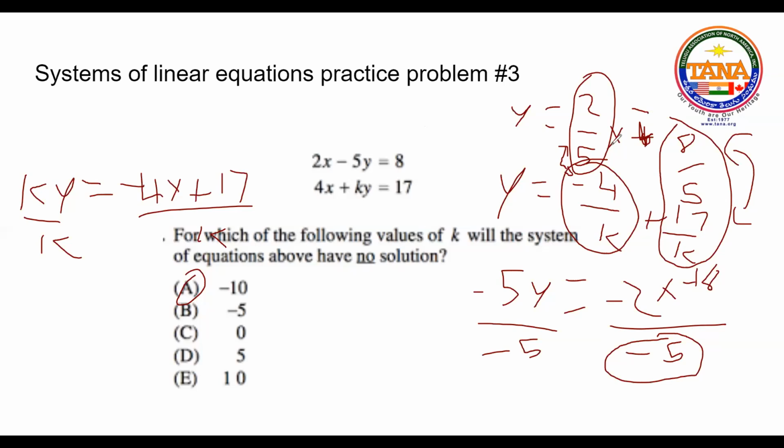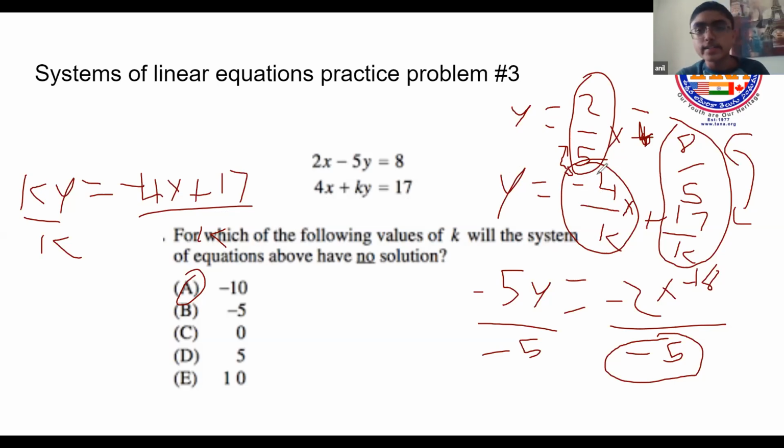Ayush? Yeah, so when you wrote ky is equal to -4x plus 17, wouldn't it be y is equal to -4x over k plus 17 over k for the equation? So you said ky is equal to -4x plus 17, right? So when you divide everything by k, wouldn't the equation be y is equal to -4x over k plus 17 over k? I don't see the x in that equation. Oh, yeah, I'm sorry. Writing is hard here. And also, could you explain how you got -10? I wasn't so sure about that.